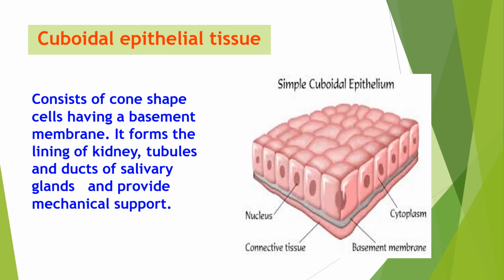The next one is cuboidal epithelial tissue. It consists of cone-shaped cells having a basement membrane. It forms the lining of kidney, tubules, ducts of salivary gland and provides mechanical support.